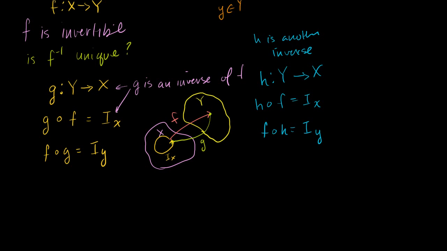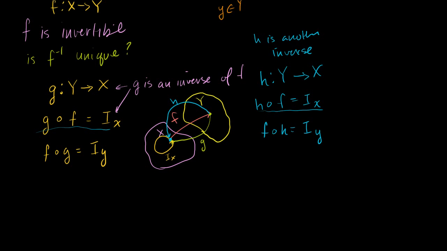H should also be, if I start with some element in x and go into y, and then apply h, like that, it should also be equivalent to the identity transformation. That's what this statement and this statement are saying.